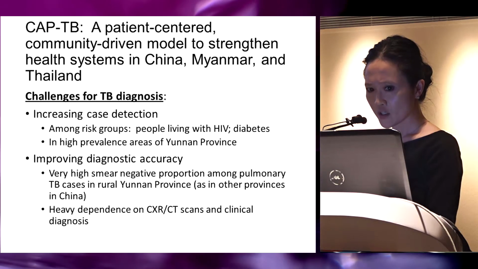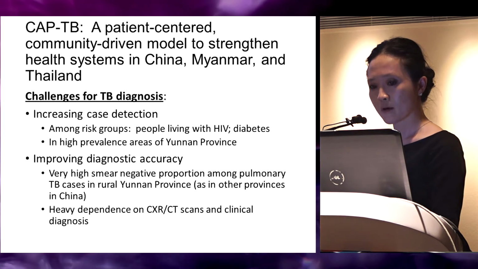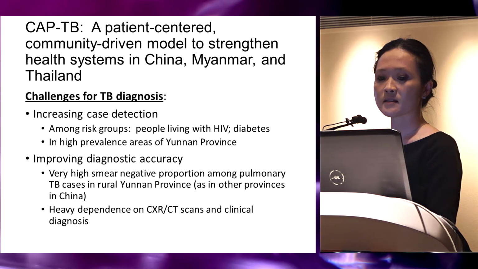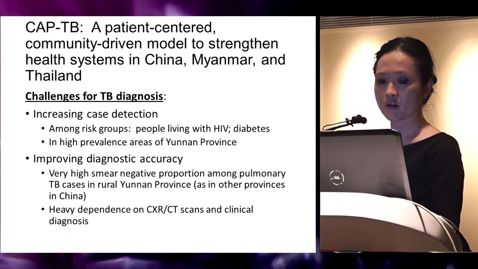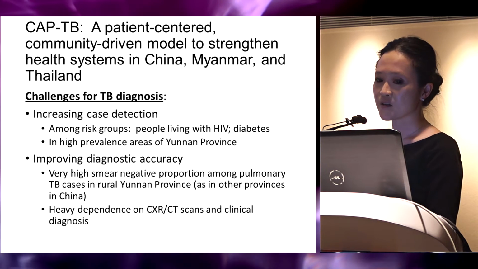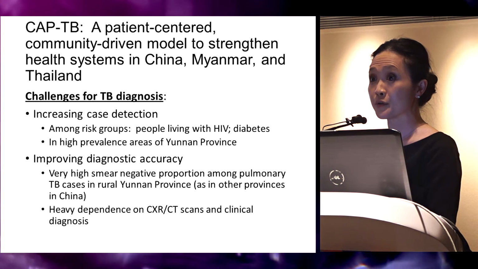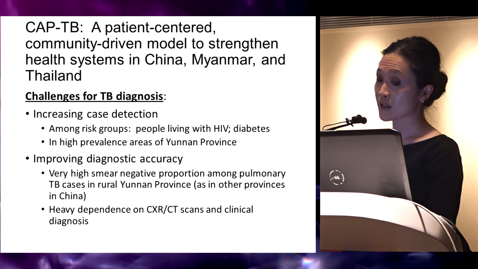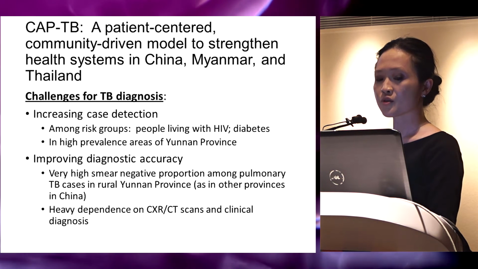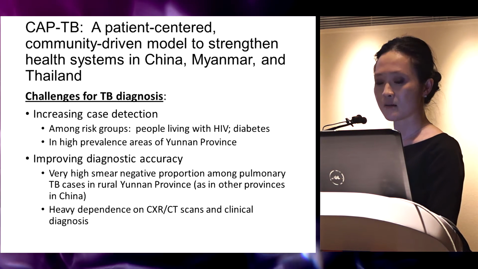So in terms of challenges for TB diagnosis in Yunnan province, which is where we focus, there are, I would say, 2 primary challenges. One is to improve case detection among specific risk groups, specifically people living with HIV and diabetics, as well as in high prevalence areas of the province. The second major challenge is to improve diagnostic accuracy. As in many other places in China, there is a very high smear-negative proportion of cases among pulmonary TB patients in rural Yunnan. It's actually a very complex problem, which I think will require quite a lot of work to solve, but this is one of the main challenges that we face. There's also very heavy dependence on radiology, on X-ray and CT scan. That's usually the primary way that pulmonary TB is diagnosed.